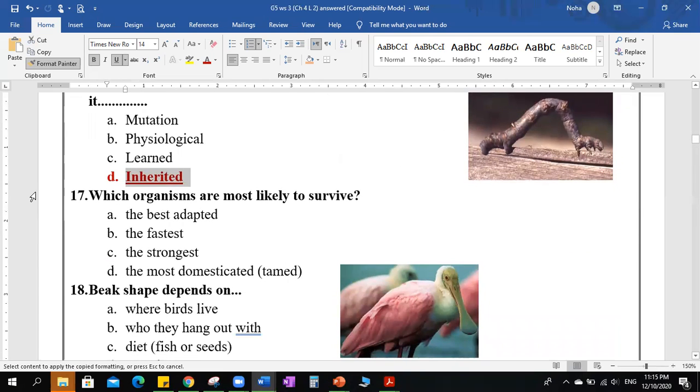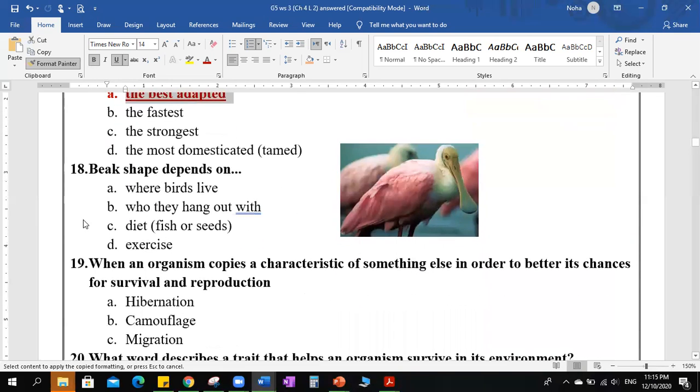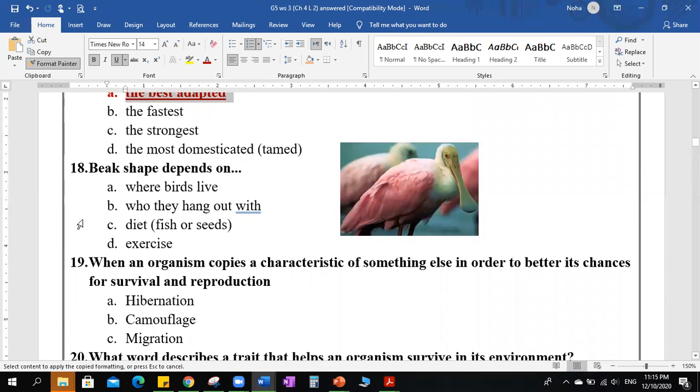Which organisms are most likely to survive? We said this before that surviving is not for the strongest, it's not for the fastest, it's for the best adapted, or this organism that could survive the most. Beak shape depends on, we just said that, the diet, what the bird eats, if it eats meat, if it eats seeds or worms, so it depends on its diet.